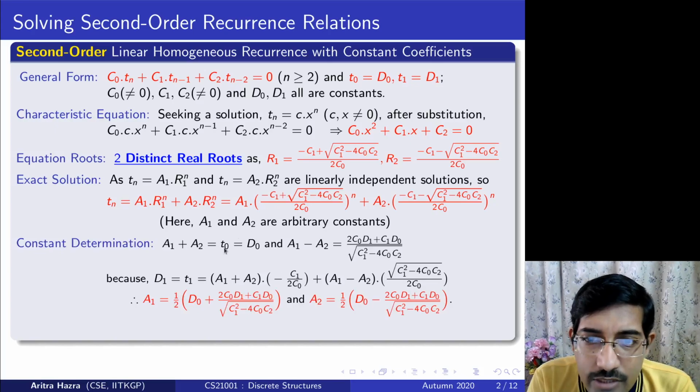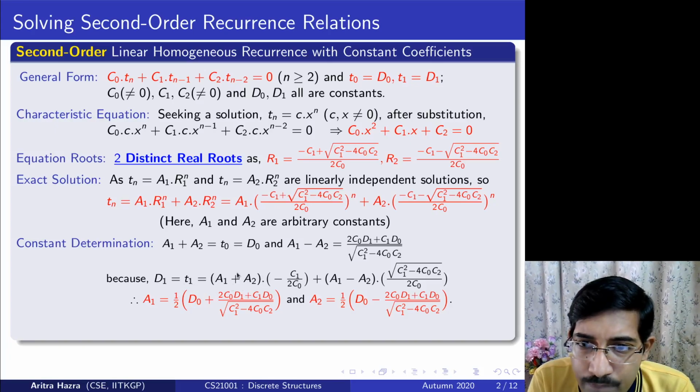If n equal to 0, then these two terms vanish as anything to the power 0 is 1. So a1 plus a2 equal to t0 equal to d0. If n equal to 1, then what happens? Look at this one, d1 equal to t1 equal to this. So a1 plus a2 into minus c1 by 2c0. And this term comes with a1 minus a2 into this, because n equal to 1, so all these terms remain as they are. So this is the answer.